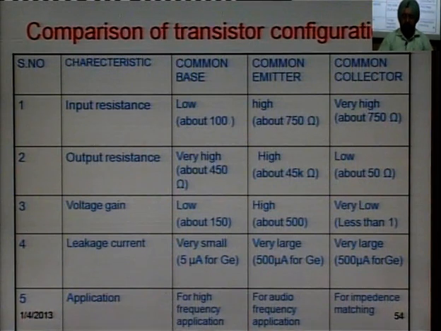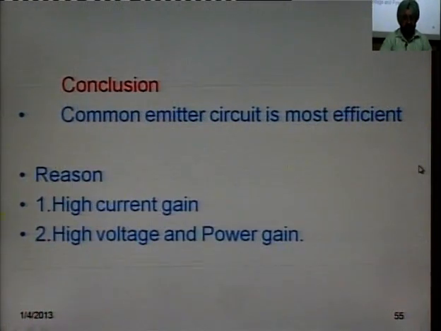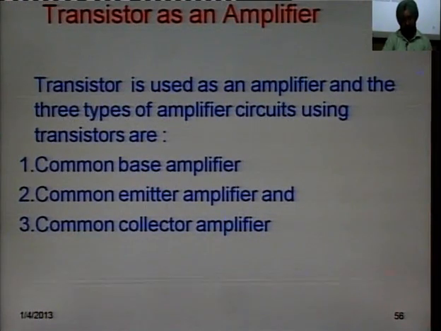Common collector is used for impedance matching of the two circuits. So, we conclude that common emitter circuit is the most efficient. Why? Because it gives you high current gain and high voltage and power gains. So, now we will be talking about how a transistor works as an amplifier.